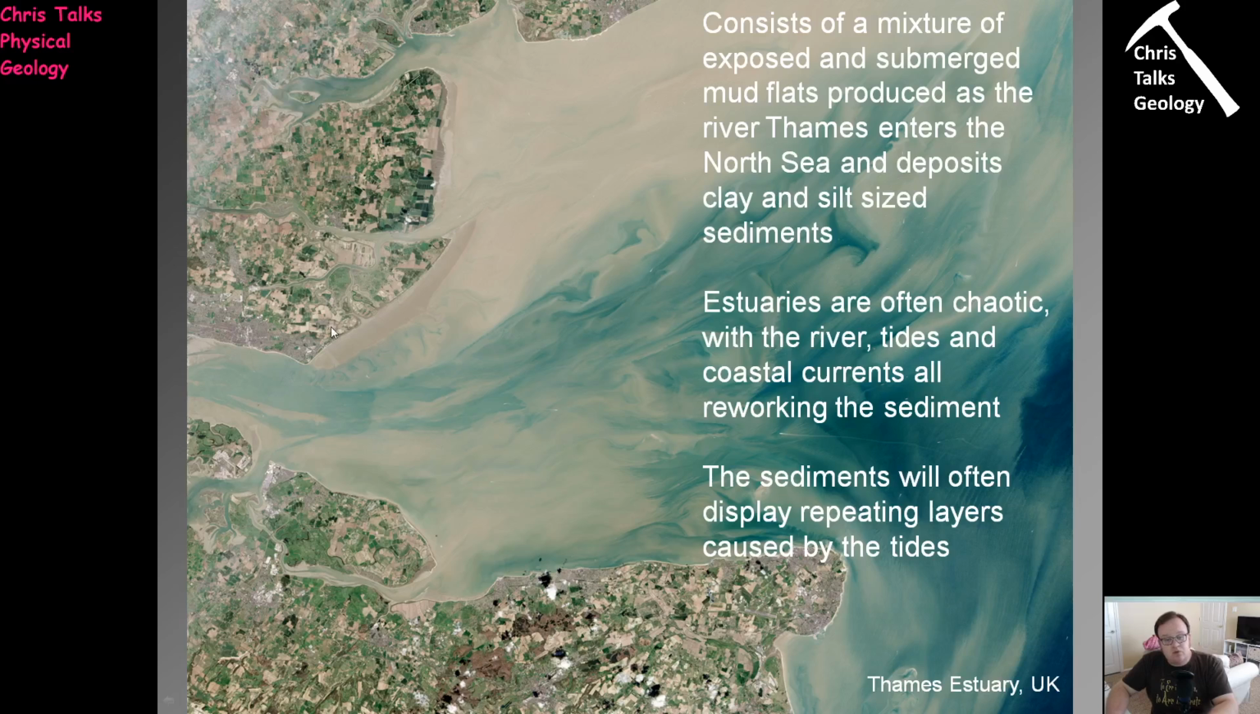Now, the sediments will often display repeated layers, which are caused by the tide. So you can get some layering within your muddy sediment. When the tide comes in, it will produce one layer. When the tide goes out, it will form another layer. So, in some cases, we can get these nice rhythmic layers within our muddy sediment, but it's not all the time.